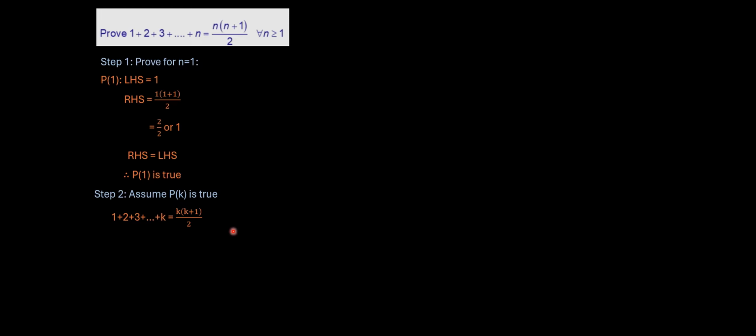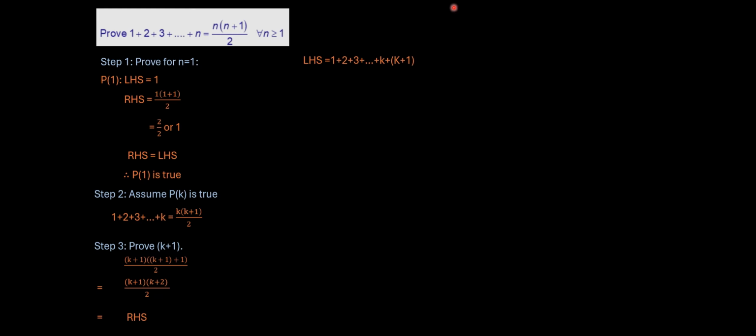And now we prove P(k+1). So for the right-hand side, where we see k in step 2, we replace it with k plus 1. After rearranging, we get (k+1)(k+2) over 2. And then for the left-hand side, we have 1 plus 2 plus 3, and so on until k, and then we add k plus 1.